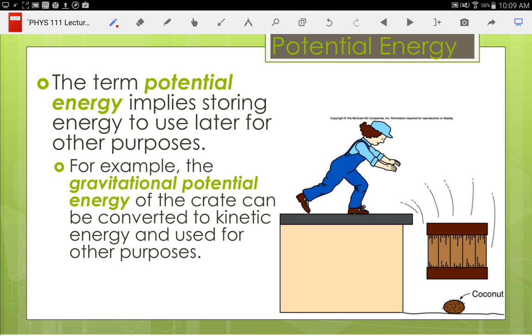Okay. She raised up that box. Why? Because she wanted to break the coconut. She did not have the ability to break the coconut with her bare hands. But she could do work over time to lift that box up, and then she lets go. And what does the cracking?